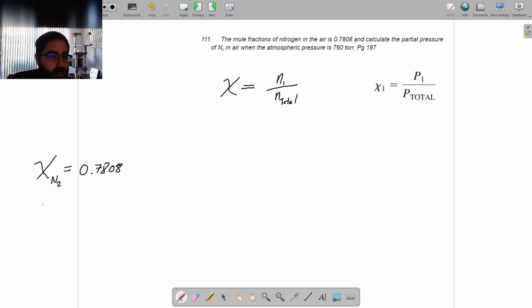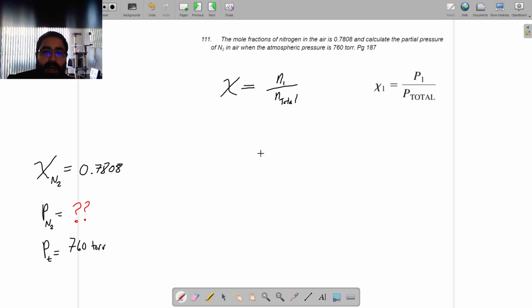Calculate the partial pressure. So we're looking for the partial pressure of N2, and we don't know it. It's telling us to calculate it, so a little question mark. When the atmospheric pressure, well, in the atmosphere. Oh, okay. So they want us to find the partial pressure of nitrogen in the atmosphere. So P total, I'm going to put PT for short, is 760 torr.